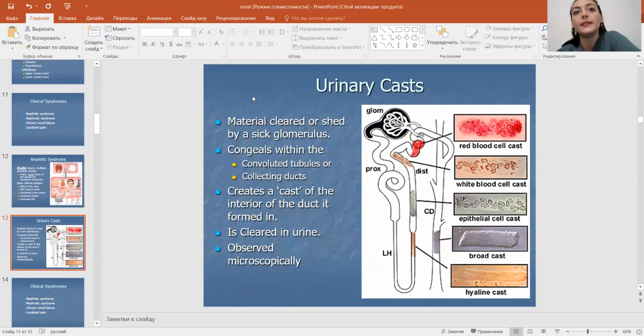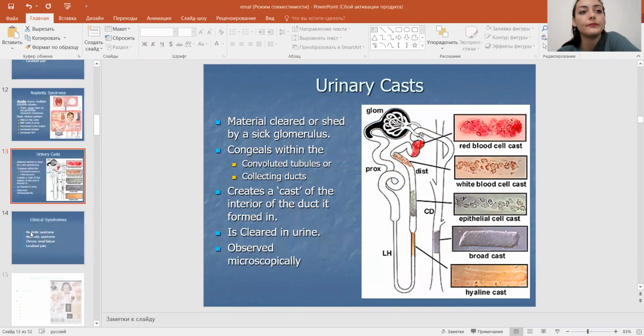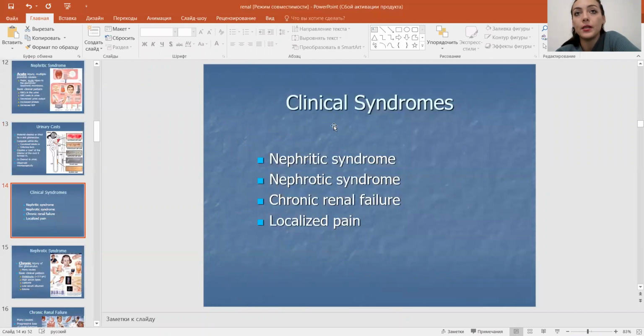Urinary tests: material clotted or shed by the glomerulus, red blood cell cast, white blood cell cast, epithelial cell cast, broad cast, and hyaline cast. A cast is a cast of the interior of the duct it formed in. It's clotted in urine and observed microscopically. Clinical syndromes may be nephritic syndrome, nephrotic syndrome, chronic renal failure, or localized pain.